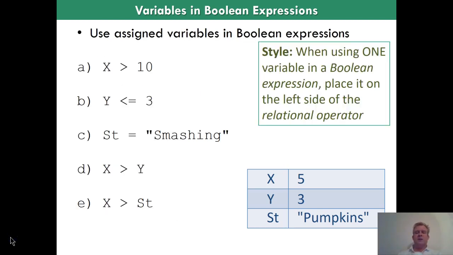The next thing that we saw is that you need to pay attention to the style of your code. When you use a single variable in a Boolean expression, make sure that it's placed on the left-hand side of the relational operator, and recall that you've got a number of relational operators like less than, greater than, less than or equal to, greater than or equal to, and not equal to.